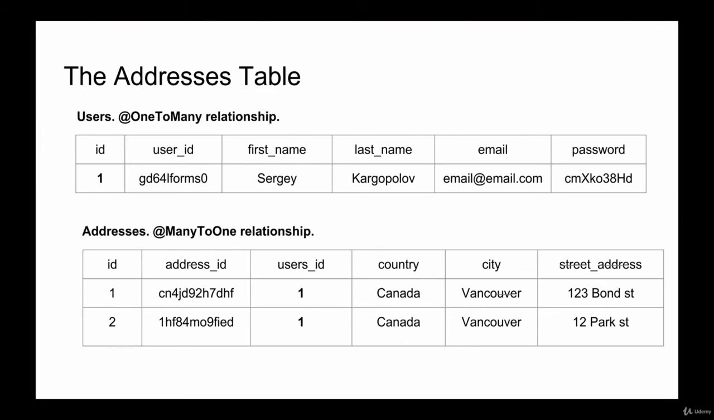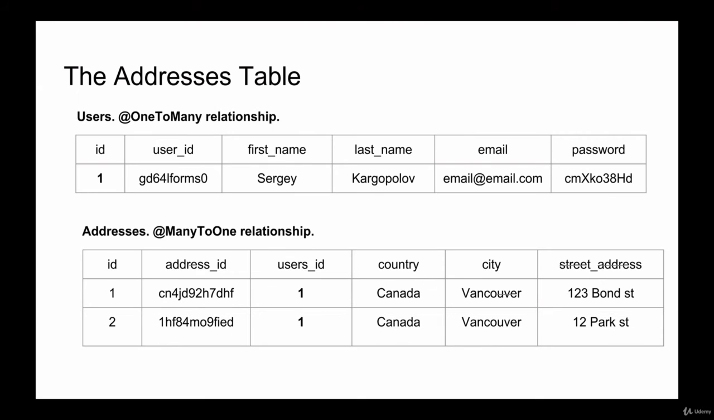And in the example on my screen, the user database table has only one record and its database ID is equal to 1. This user can have many addresses, and thus the relationship is one-to-many. One user can have many addresses.